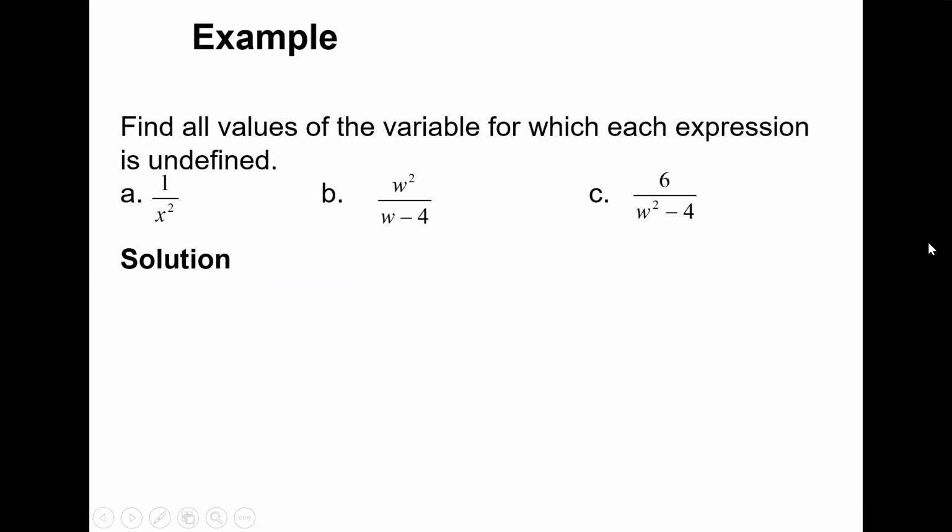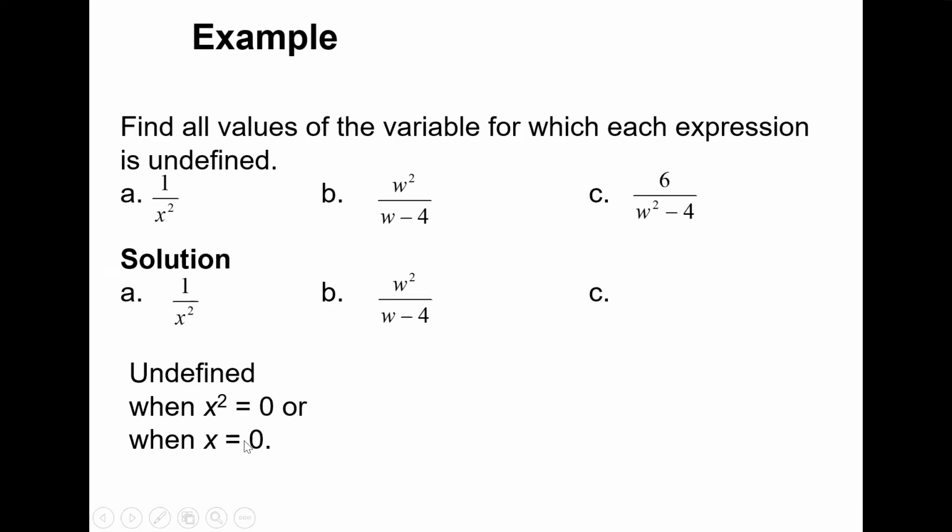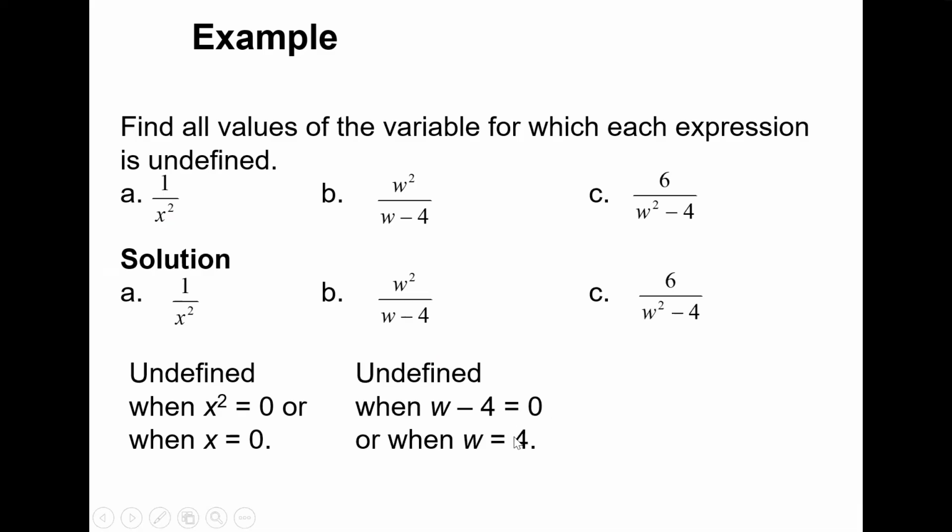All right, so let's look at some others. It says find all values of the variable for which each expression is undefined. Now remember, being undefined means 0 down here. Well, this one, if we set this equal to 0, that means x equals 0 is the only value it's going to be undefined at. Now here we set w minus 4 equal to 0, and if we do that, we add it to the other side, so w equals 4 is the value where it's undefined.